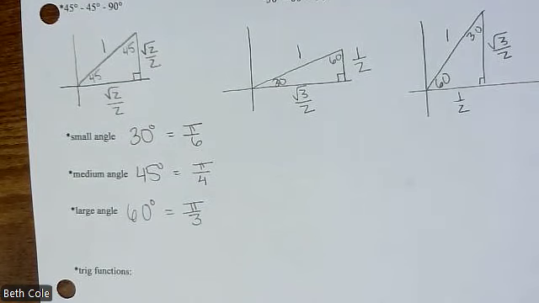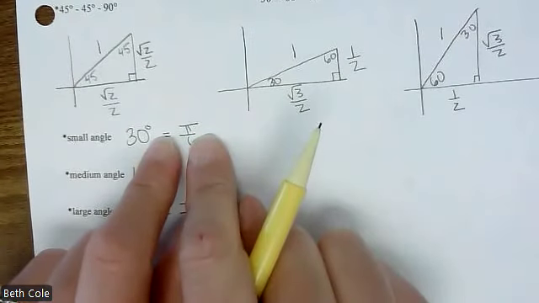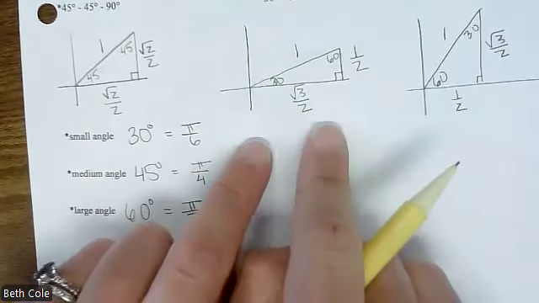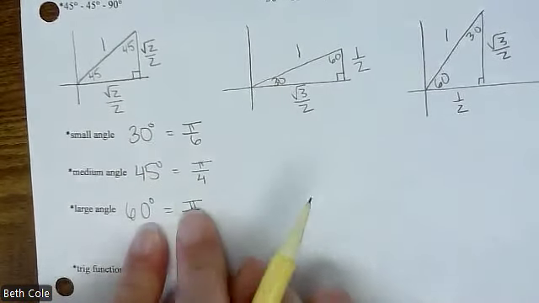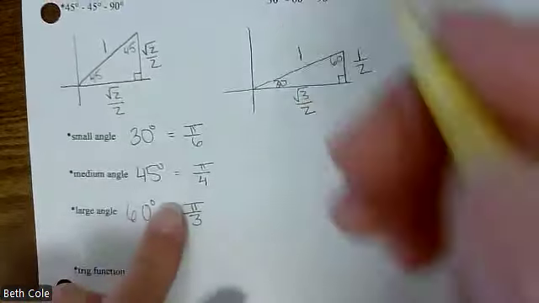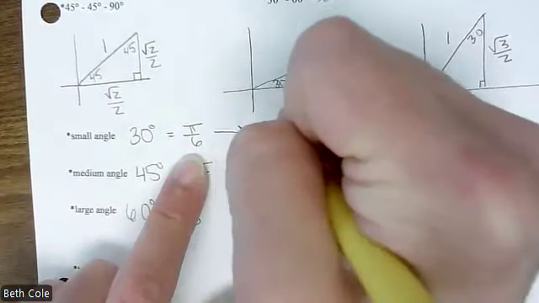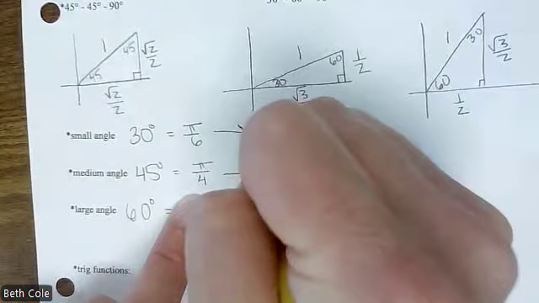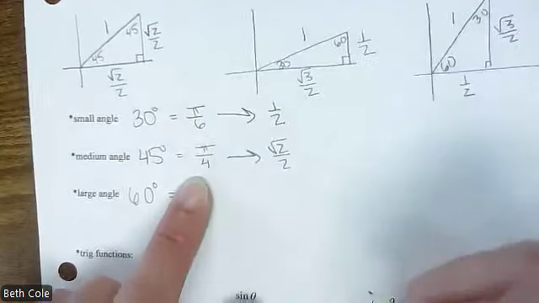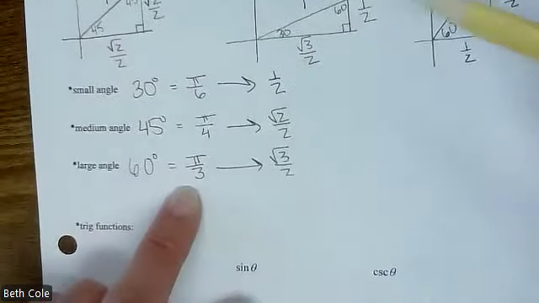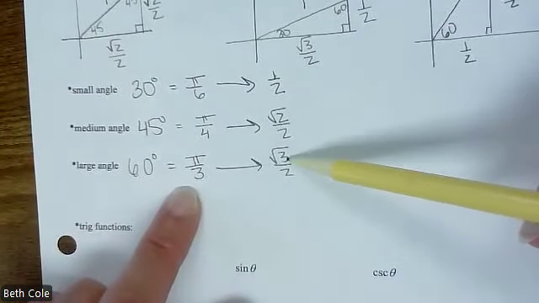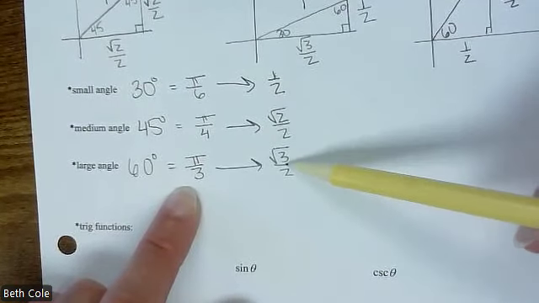Now, remember from last unit with our law of sines and cosines, the small angle goes across from the small side. The medium angle goes across from the medium side, and the large one goes across from the large side. So this goes across from the 1/2. This goes across from the square root of 2 over 2. And this goes across from the square root of 3 over 2. Do you see how it goes 1, 2, 3? Small, medium, large.